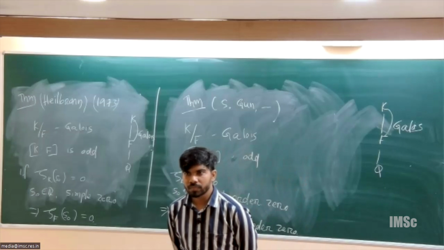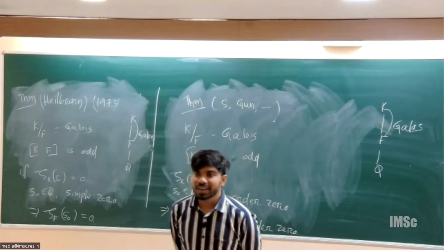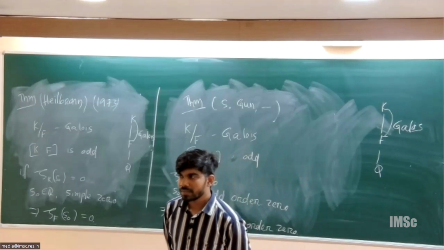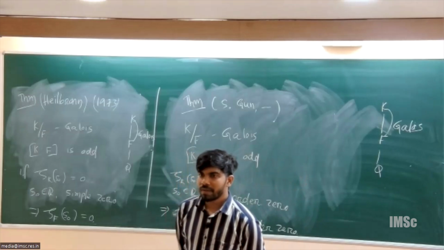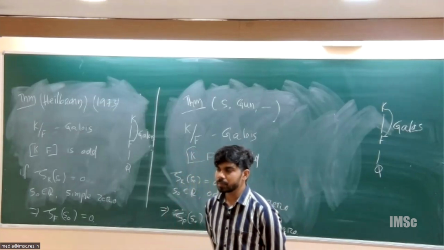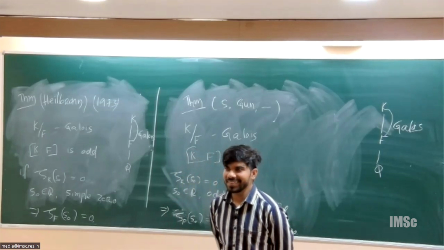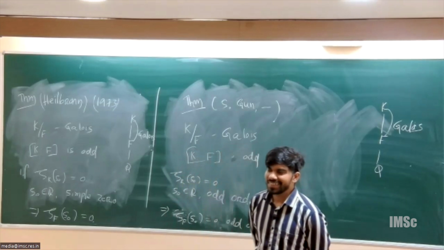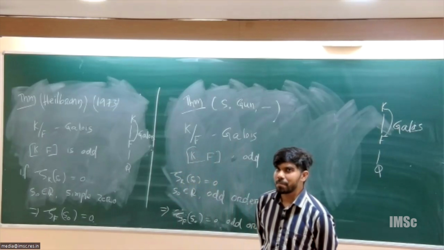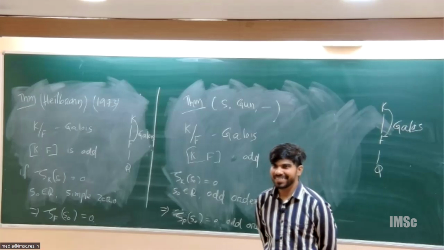Like explicit examples of that theorem, or how is that theorem proven? I didn't get your question. Existence, yeah, existence is there. Explicit example, okay, I don't know that. I'm not sure about that.